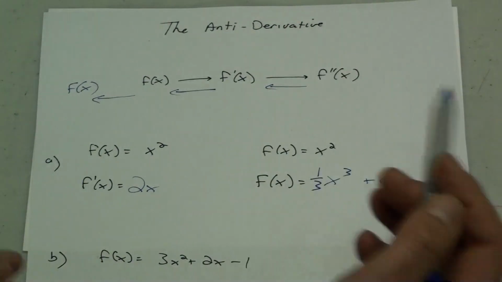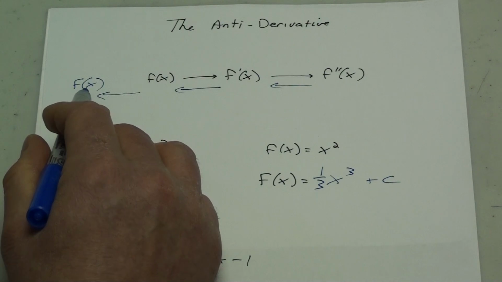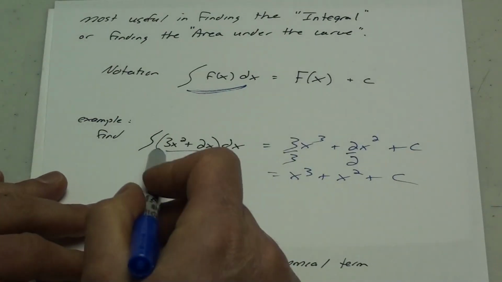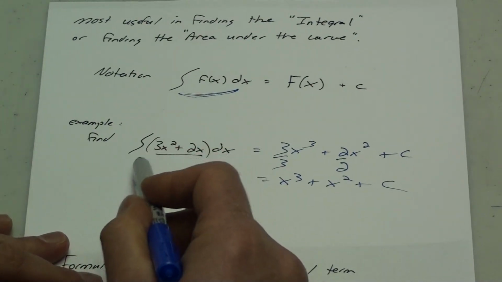Okay, so that's a simple little lesson introducing the antiderivative. Notation-wise, it is a capital F function, and sometimes you might see the squiggly s telling you to integrate, or to find the antiderivative of that.